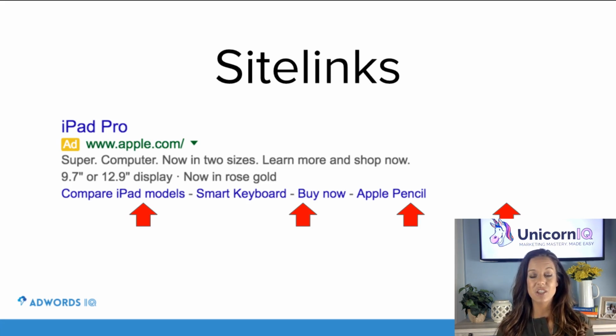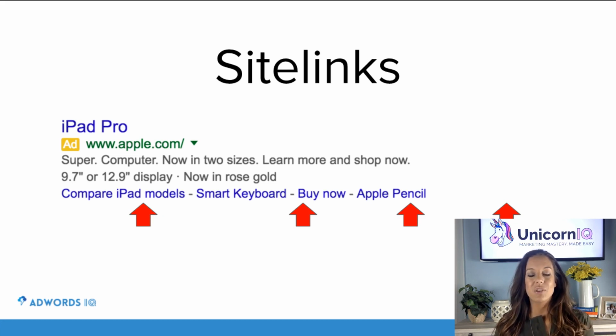So this is an ad extension type that literally adds a link, hyperlinked text, underneath your core ad. So these just allow you to link to different pages. They can all be the same page, to be honest with you, or you can link to different pages, but usually it's meant for linking people to actual different pages on your site. So in this example, it's like compare iPad models, check out smart keyboards, buy now, or check out Apple Pencil. These are all different site links.